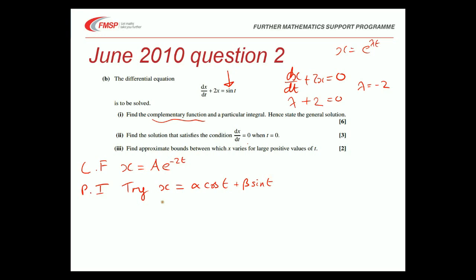I'm only going to have to differentiate once. I'm going to write it as x dot because that's shorthand for dx/dt, and this always happens. I'm going to get minus alpha sine t by differentiating that, plus beta cos t. That's dx/dt. Putting those two things into the equation, I'm just going to shortcut by writing sines as s's and cosines as c's. I'm going to get minus alpha s plus beta c. I'm also going to get plus 2 lots of the x, which is alpha c plus 2 beta s. And altogether that's got to equal sine t, which in my shorthand is going to be s.